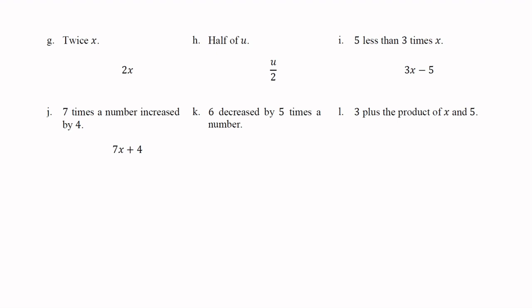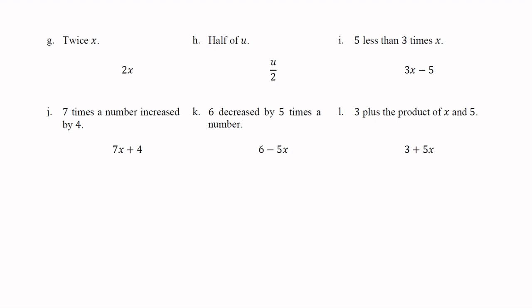6 decreased by 5 times a number, okay? So here we are decreasing 6 by what follows. So it's going to be 6 minus something. It's going to be 6 minus 5 times a number, 5x, 6 minus 5x. And then finally, 3 plus the product of x and 5. So the product of x and 5 is 5x, and then you're going to do 3 added to that, so it's 3 plus 5x.